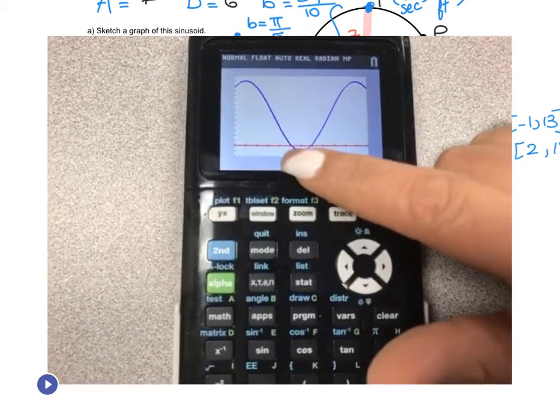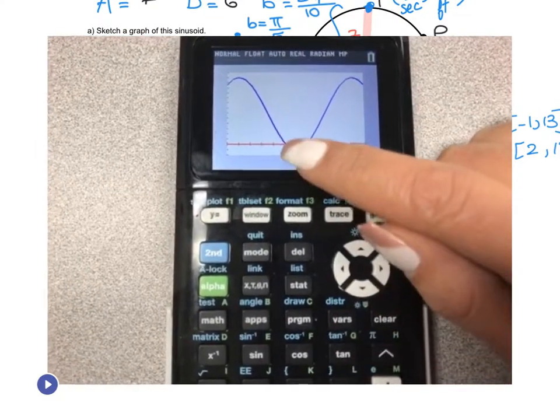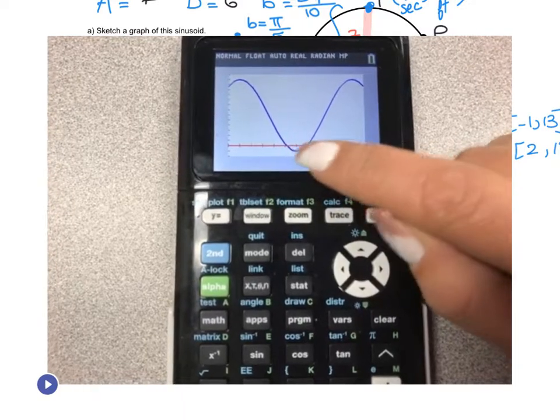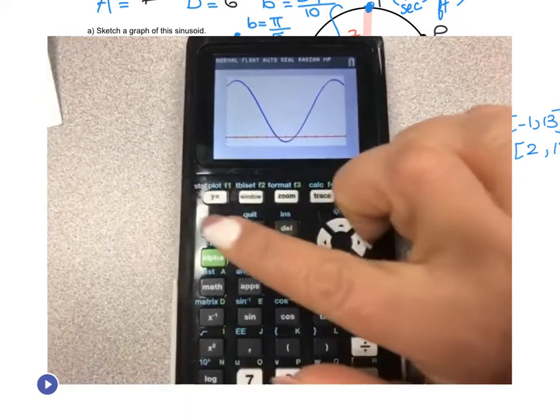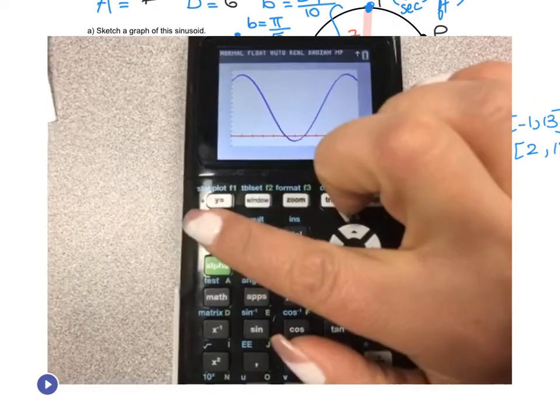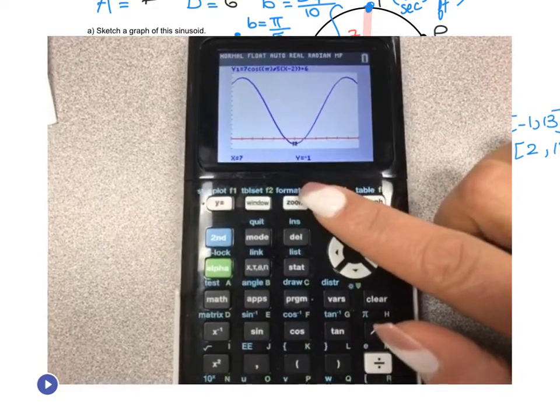So there are 2 times when it reaches the water. So this is 1, and this is the second. We can find both of them. So let's find the second one first, though. So let's do second trace.